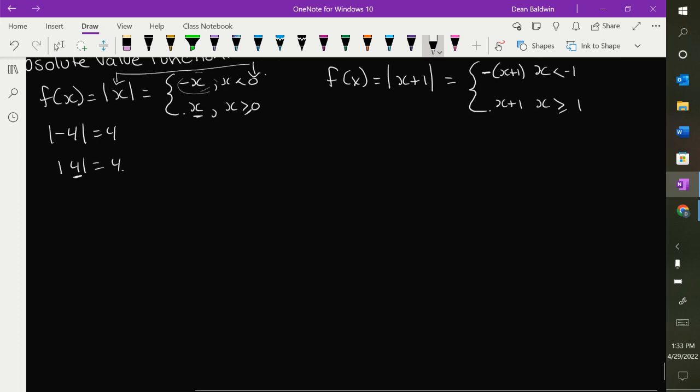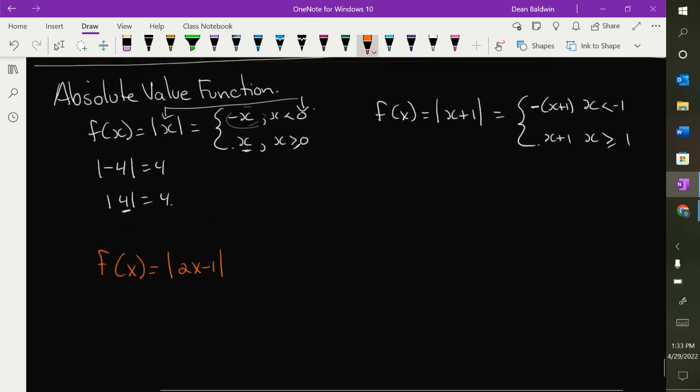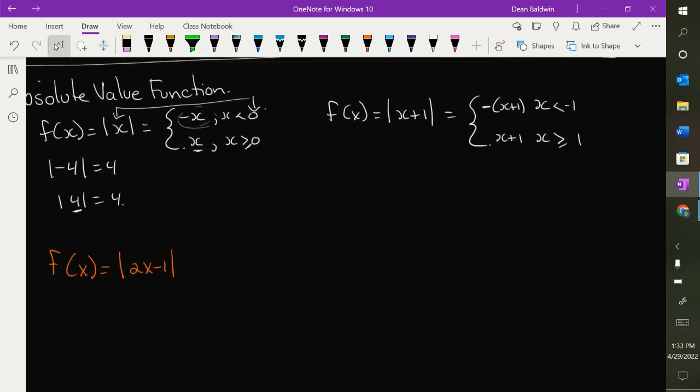Okay, so let's look at the integral of the absolute value. We define f of x to be the absolute value of 2x minus 1. Oh, one other thing. Let's talk about the graph of the absolute value function. Hopefully you remember it from math 12. It looks like that. In this case, that's an h value of -1, so it's been shifted over -1 units. So it looks like that.